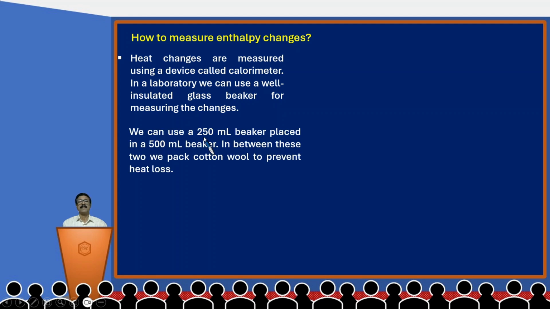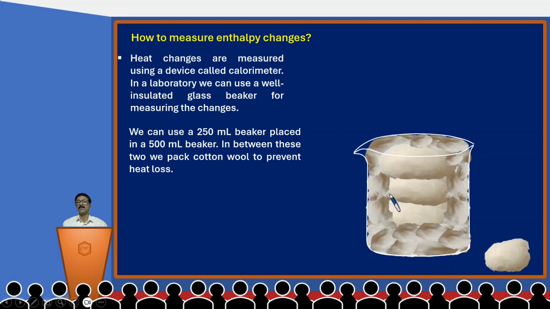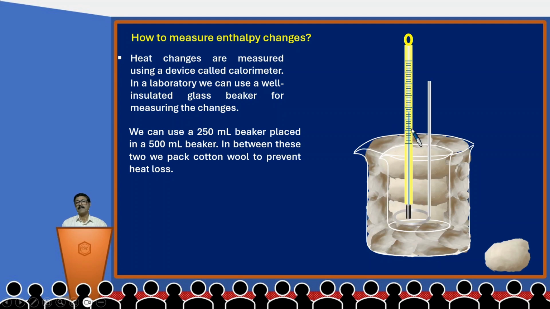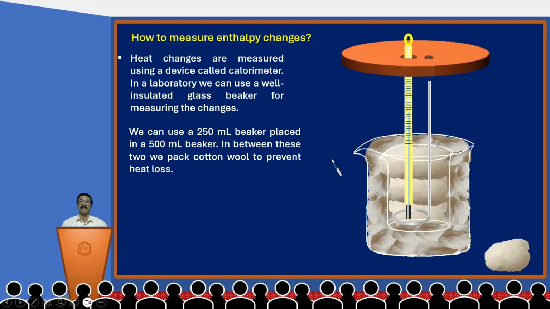We can conveniently use a 250 ml beaker placed in a 500 ml beaker as a calorimeter. In between these two, we pack cotton wool to prevent heat loss. So this is a 500 ml beaker. We pack it with the cotton wool. In the middle of that, we place the 250 ml beaker. Then we place a thermometer for measuring the temperature changes and a glass stirrer for mixing the solution. We close the beaker using a wooden disc to minimize heat loss. The wooden disc can be easily moved up and down.